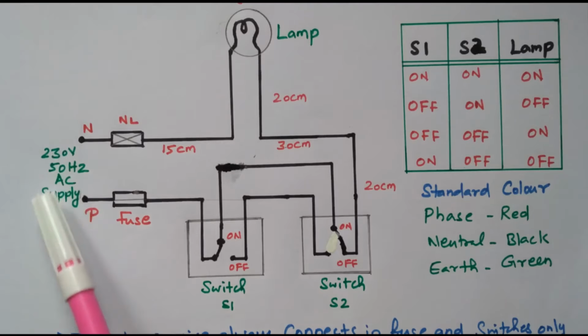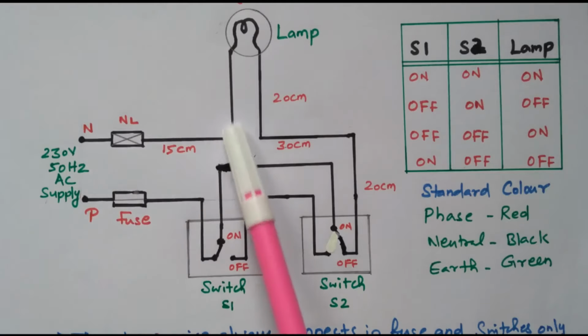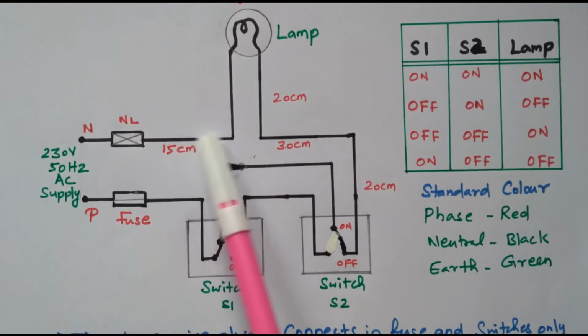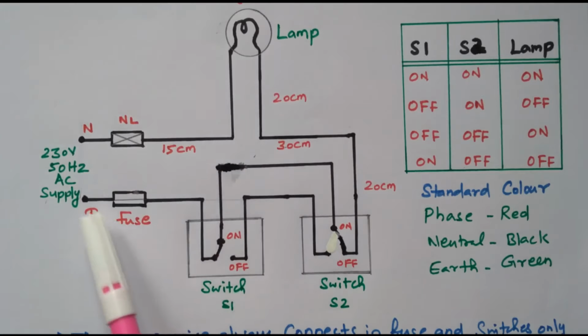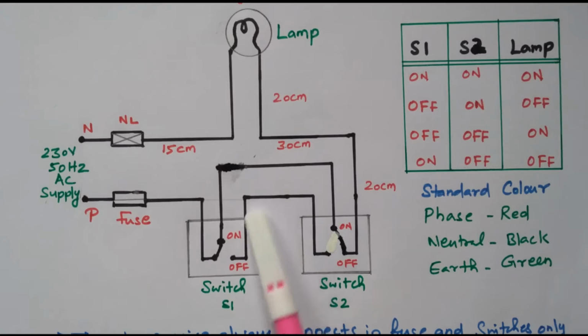So we have a 230 volt 50 Hz AC supply available. The 2 terminals, phase and neutral, are available. Normally the neutral is directly connected to the lamp. Neutral wire is always connected through the neutral link. It is directly connected to the lamp. The phase end is connected through the fuse and switches. The fuse is used to protect the circuit from overcurrent. If any overcurrent occurs in the circuit, the fuse will blow, so that the supply is disconnected.